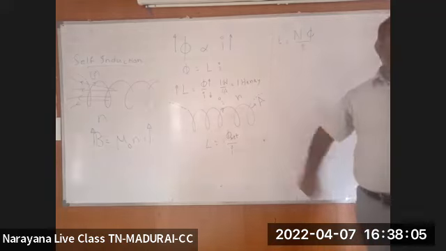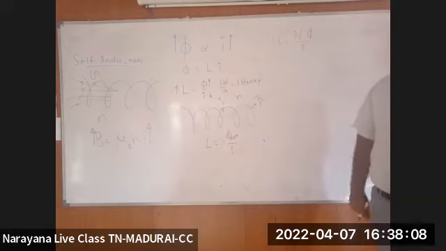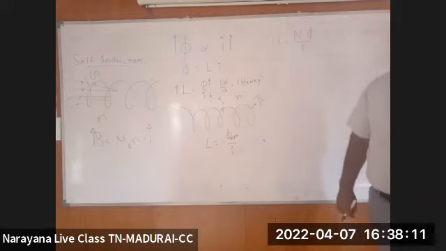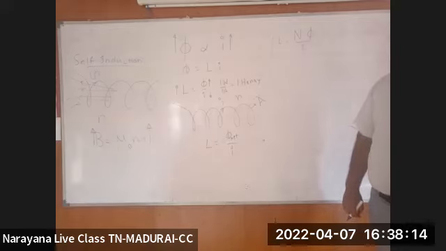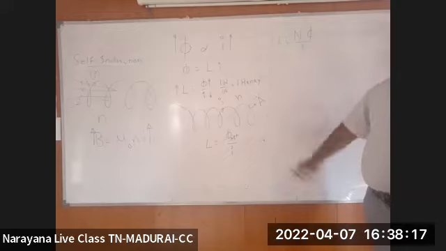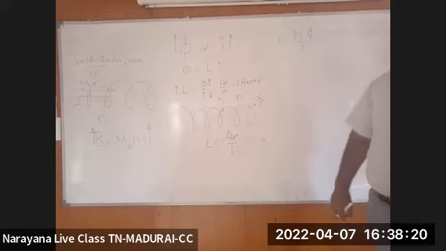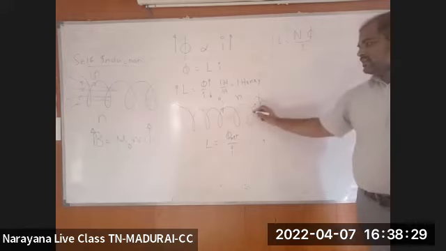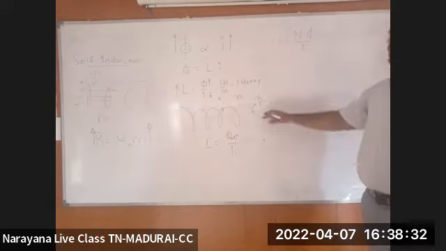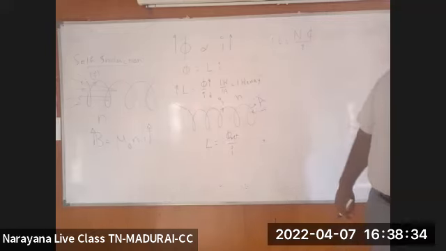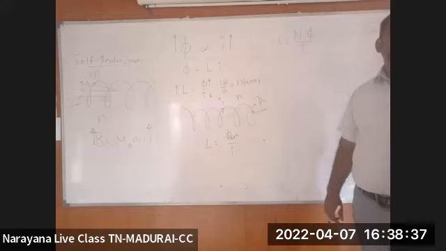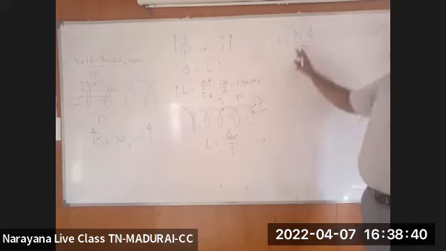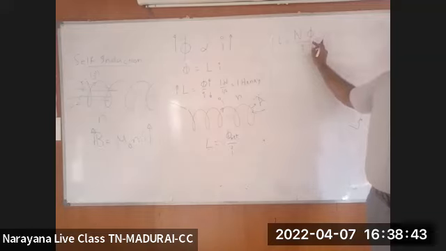If one line is passing through a coil, you should not tell the total flux is 1. It is incorrect. Why? Respond. One coil is cutting one line, so if 10 turns are there, how many lines do you have to tell? 10 turns, 10 lines you have to tell. If one line is passing, and someone asks you, what is the total flux passing through the coil? How much? 10 into 1. 10 lines are passed. That's why I have written N into phi, not phi. Phi means flux passing through a single turn only.